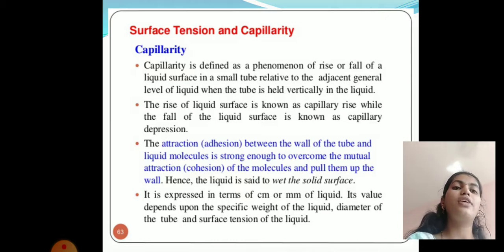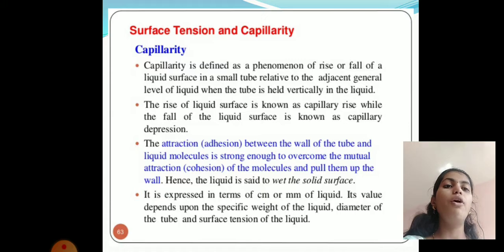Hence the liquid is said to wet the solid surface. It means that the liquid wets the solid surface. It is expressed in terms of centimeter, meter, or mm of liquid. Its value depends upon the specific weight of the liquid, the diameter of the tube, and the surface tension of the liquid.